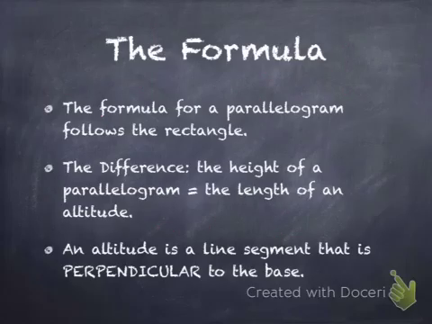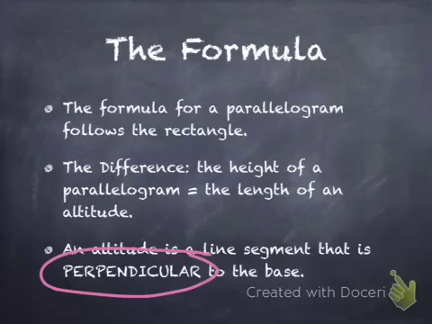So to find the area of a parallelogram, the formula actually follows the same rule as a rectangle. There's just one difference though. The formula for the area of a parallelogram measures the height as the length of an altitude of the parallelogram rather than a side. An altitude is just a line segment that's perpendicular to the base. Notice that this word perpendicular is super important, meaning that it sits at a 90-degree angle instead of at some other angle.